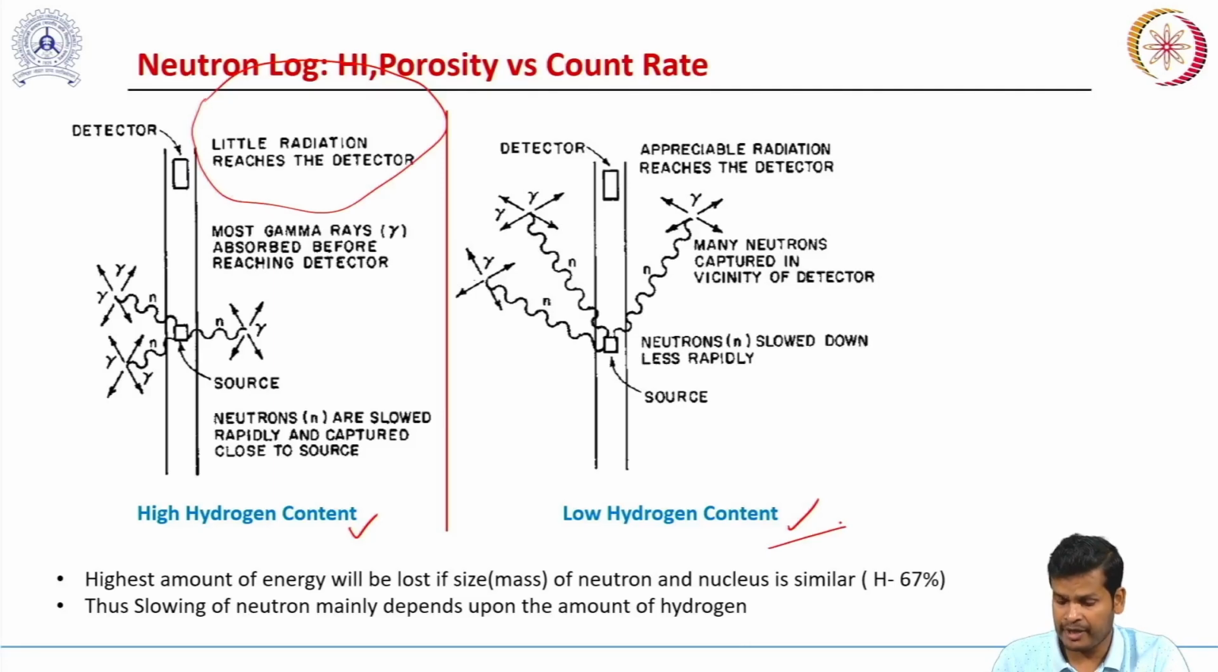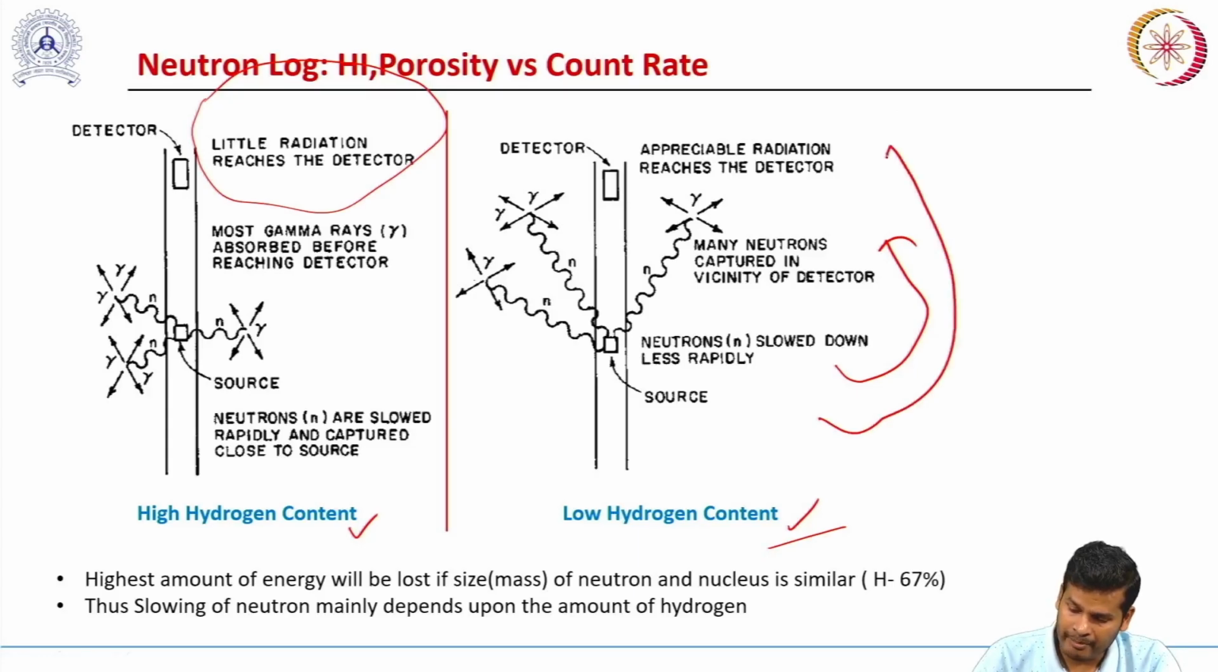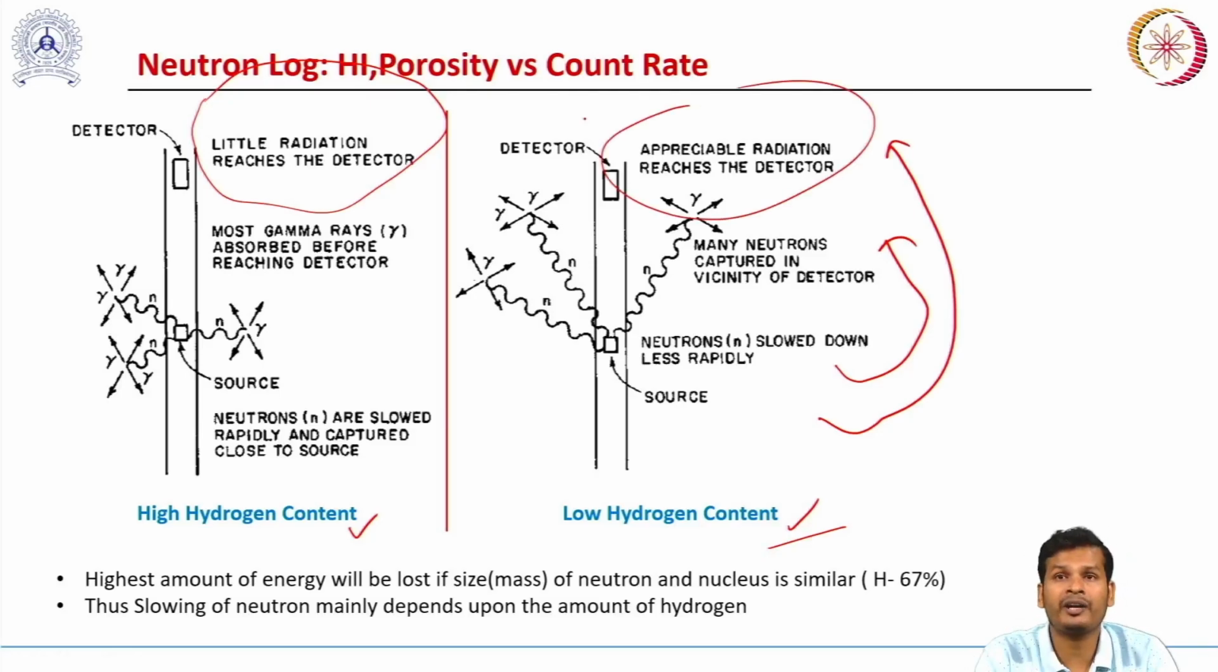Whereas if you have low hydrogen content, what will happen? The conversion of fast neutron to epithermal, then thermal neutron, will happen at a slower rate because we have less hydrogen. So collision of fast neutrons with hydrogen is less, and neutrons are going to lose energy at a very slow rate. That's why, before converting to thermal neutron and releasing the capture gamma ray, the neutron will travel a very far distance inside the formation. That's why we will have a very good count rate of thermal neutrons and capture gamma rays at the detector. So a high hydrogen content will give us a low count rate, and a low hydrogen content will give us a high count rate at the detector.